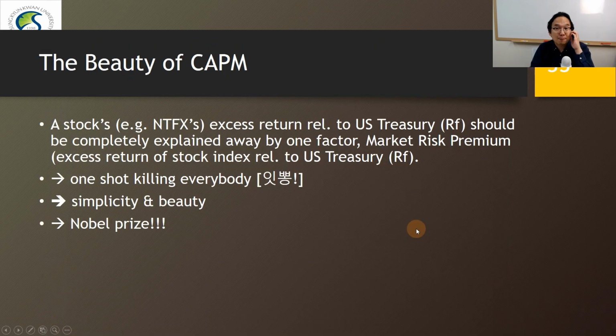Okay, CAPM, the security market line, it's noisy, and beta is noisy as well. But the beauty of CAPM is that the stock's excess return relative to the U.S. Treasury or risk-free asset should be completely explained away by one factor, the market risk premium, the excess return of the stock index relative to the U.S. Treasury or Korean Treasury, depending on the country that you are working on. One shot killing every bird, everybody. Beautiful and simple. So they won the Nobel Prize. One risk factor explains every risk thing, right?